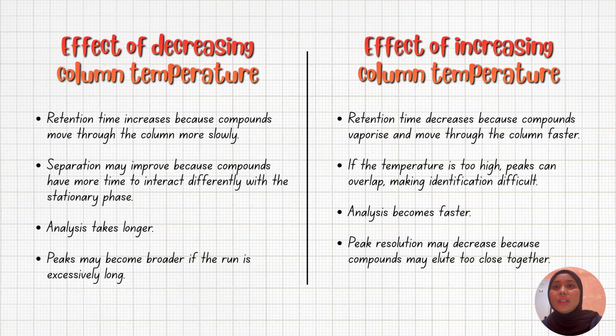This happened because increasing the temperature increased the volatility of the compounds, allowing them to move through the column more quickly and spend less time interacting with the stationary phase. Therefore, increasing the temperature makes the analysis faster. But if the temperature becomes too high, the quality of separation decreases and peak overlap may occur.